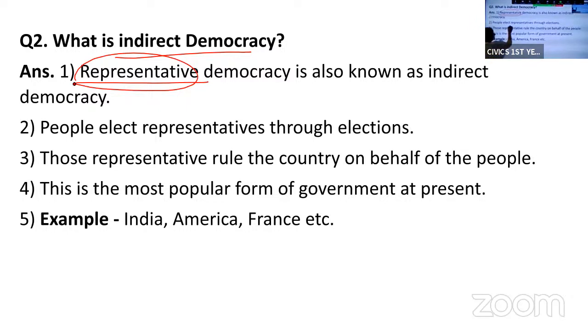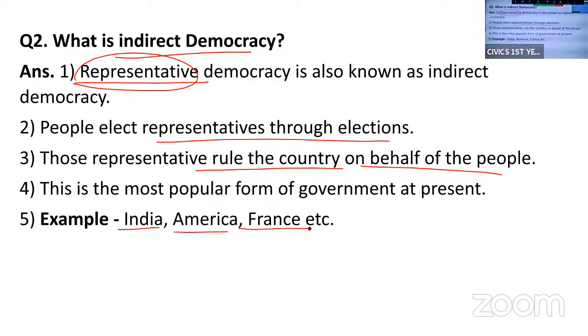So people will elect their representatives through election. Okay, in indirect democracy, the representatives are elected through elections, and these representatives rule the country on behalf of the people. So it is the most popular form of government. Examples are India, America, and France. Okay, these are a few examples of indirect democracy. In India, we have indirect democracy.